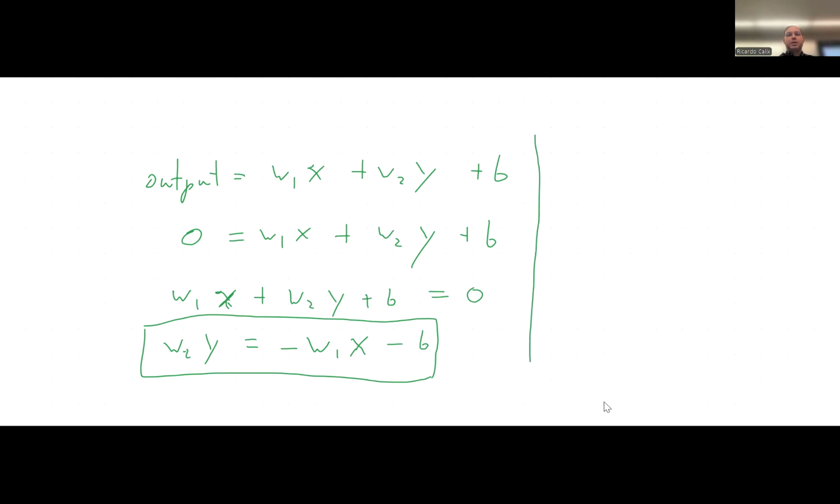So this is going to be then what? Minus w1 x, sorry, x divided by W2. Do you see that? I'm just rearranging the terms. And this other one is going to be minus B divided by W2.